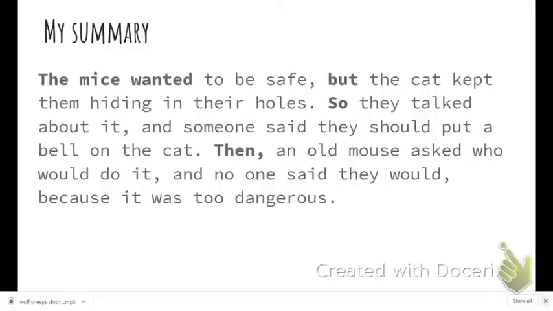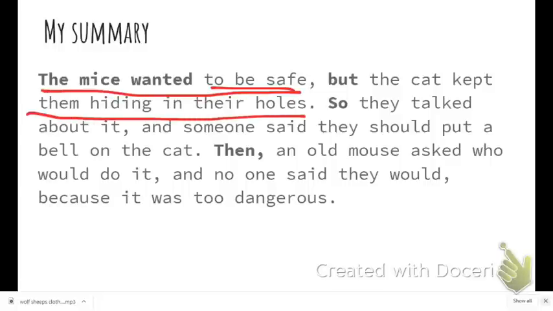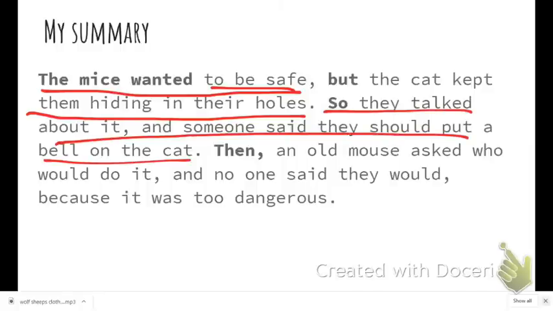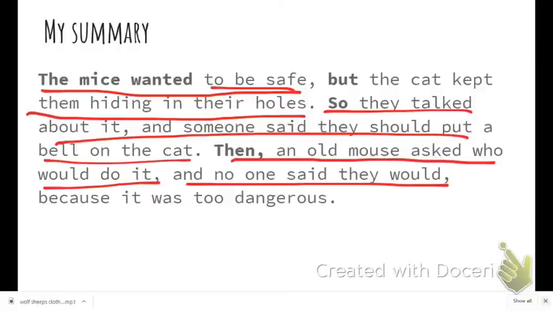Okay, your summary should look something a little like this. It doesn't have to be exactly the same. It should be in your own words. I said the mice wanted to be safe, but the cat kept them hiding in their holes. So they talked about it, and someone said they should put a bell on the cat. Then an old mouse asked who would do it, and no one said they would.